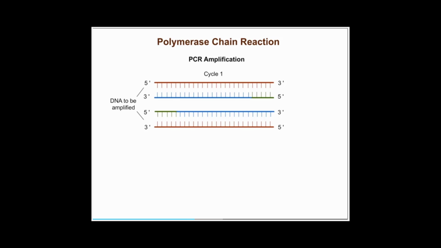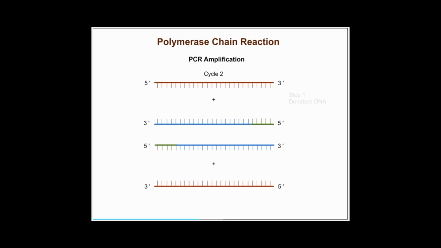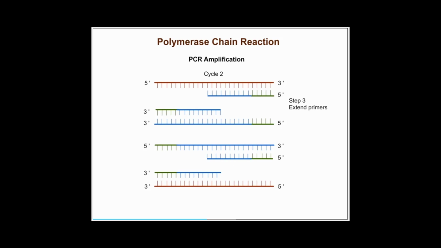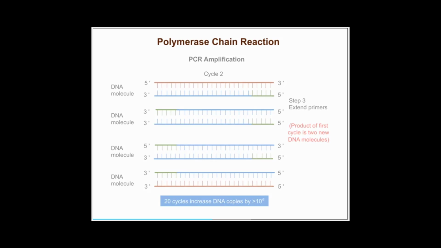The steps of the cycle are repeated, this time beginning with 2 DNA molecules. After 2 cycles, there are 4 DNA molecules. With each additional cycle, the number of copies theoretically doubles, so there would be 8 copies after 3 cycles and 16 copies after 4 cycles. It only takes about 20 cycles to increase the number of DNA copies by 1 million.